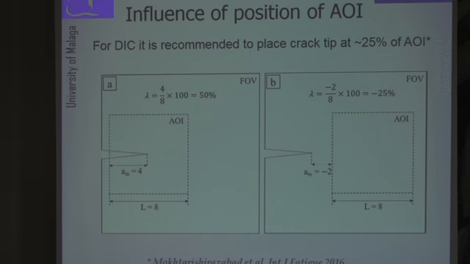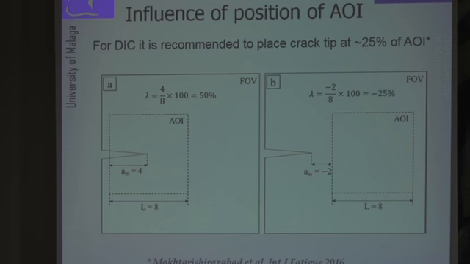Another interesting aspect that we presented in our last conference, but with image correlation data, was the position of this area of interest. In our previous study, on image correlation data, we were interested in knowing what should be the position of the area of interest compared to the crack tip. Our conclusion was that the crack tip should be at 1/4 of the whole area of interest.